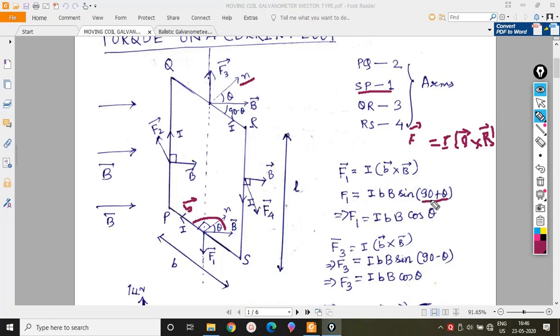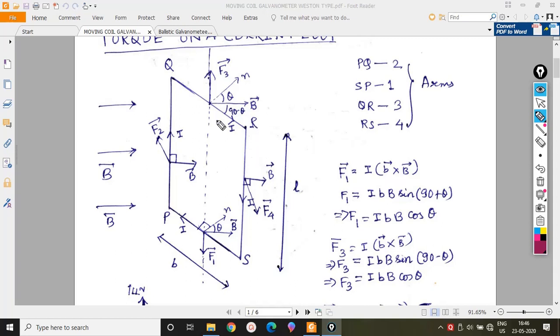Its value in magnitude will be I b B sine (90 plus theta). Sine (90 plus theta) is cos theta. So the expression for force 1 will be I small b capital B cos theta. Next, let us go to the arm RQ. I did not go to the arm PQ, we'll come to PQ again, but let us go to the arm RQ, or you can say QR.